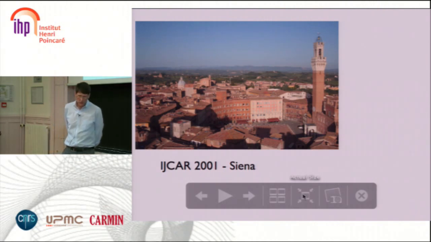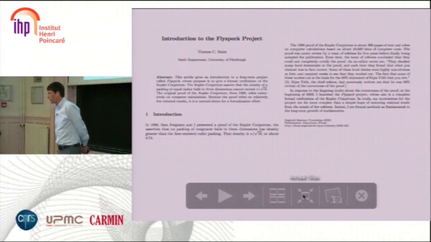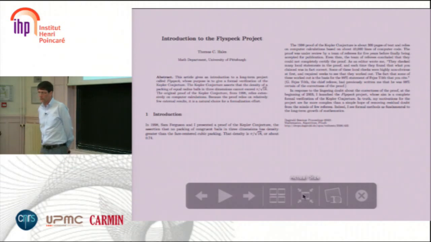So I attended the International Joint Conference on Automated Reasoning, met up with a number of the experts in the field, and a couple of years later announced a project called the Flyspeck project, whose purpose was to give a complete formal proof of the Kepler conjecture. So what this means in general terms is that you put the axioms of mathematics into a computer.